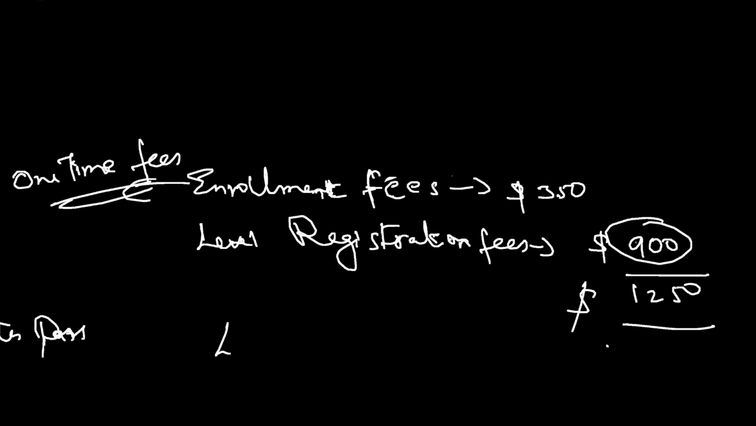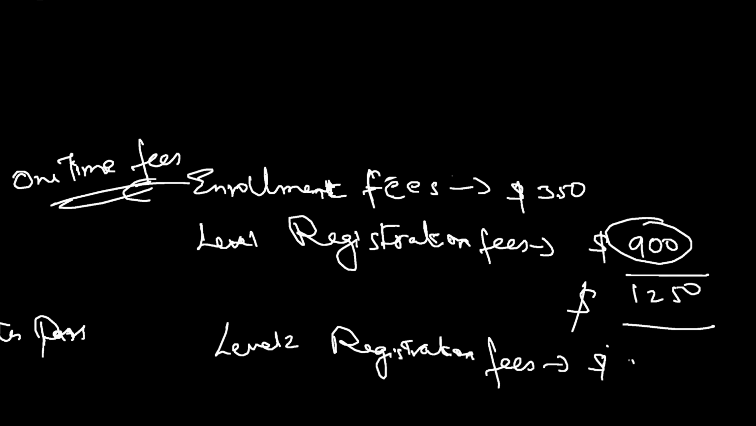Okay, maximum there can be 6 attempts. But generally people don't have to go till 6 attempts. In the first or second attempt, people tend to clear it. Level 2 registration fees again $900. Level 3 registration fees again $900. So this is the fee structure as far as CFA Institute is concerned. Again, at level 2, if you fail, you will have to repay. There is no discount on the re-exam, right?